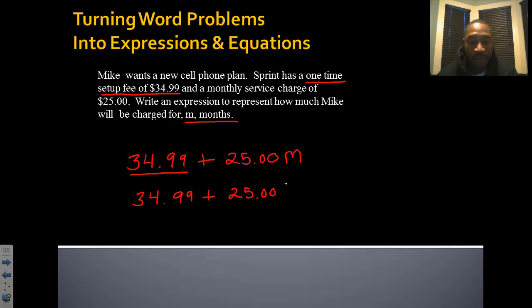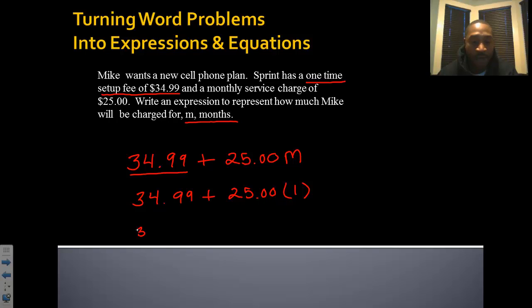And I'm going to put parentheses a 1. And now I'll multiply that by 1. So 25 times 1 will be $25 and then plus the $34.99. But what if I said, you know what, I'm going to keep this phone for 2 months?